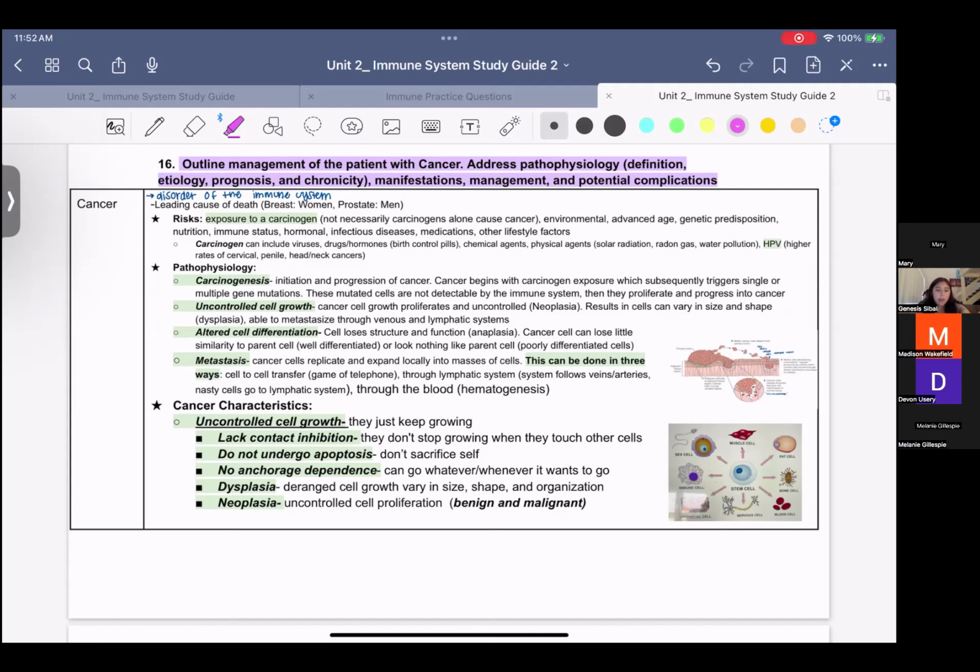So just make sure you know the risks: exposure to carcinogens, again, you're at increased risk because you're older, with advanced age, genetics, immune systems, hormonal things, infectious diseases, medications, and other lifestyle factors that might affect a patient, right? So carcinogens can include drugs, hormones, like birth control pills, chemical agents, physical agents like radiation, gas, pollution, and then HPV, which is another thing that she sometimes points out because you're at a higher risk of getting cervical, head, neck cancers, and penile cancers, right? So usually you can get an immunization for that. So those are just things that she points out.